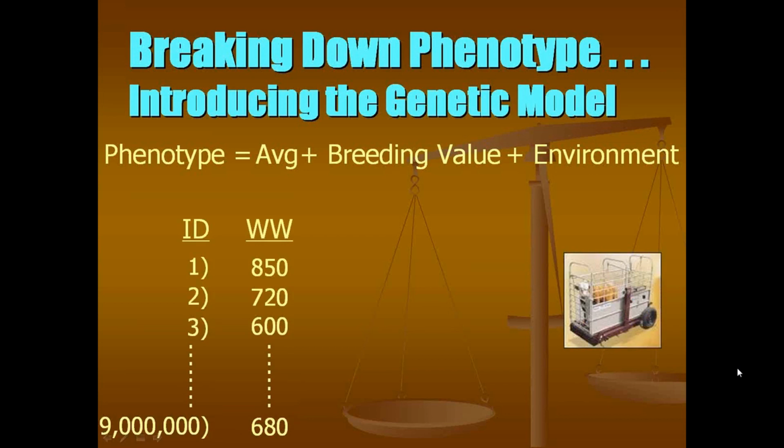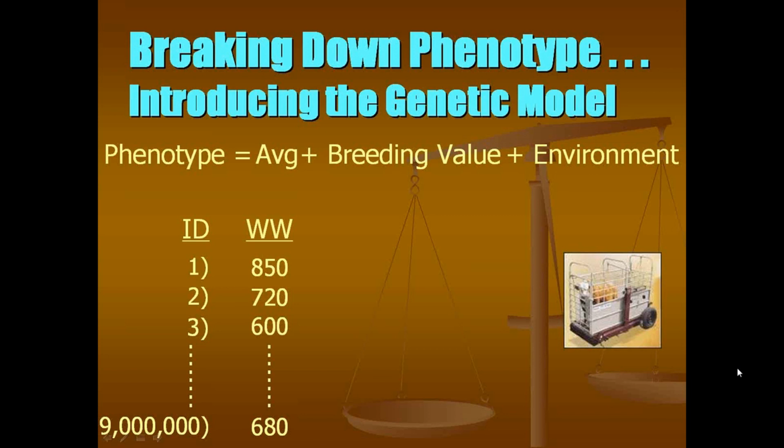So in this case, we've got 9 million animals, and I chose 9 million because we've got now 9 million animals, or even slightly more than that, in our database. And we have a corresponding set of phenotypes. In this case, we're talking weaning weight, and throughout this presentation, I'll stick with weaning weight. So we've got 9 million weaning weights, in fact. As you can see, the first animal is 850, and the last animal, number 9 million, weighed 680 pounds. Okay, so those are the phenotypes we have.